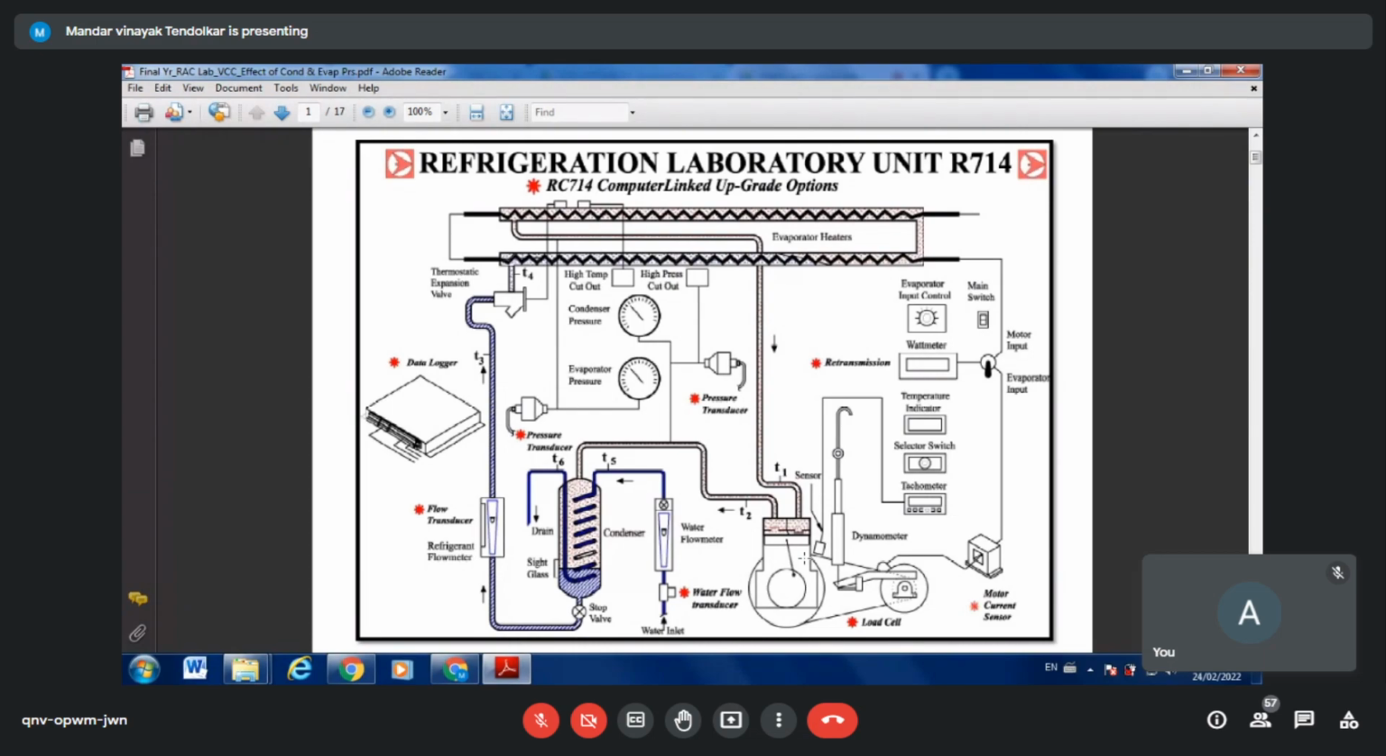Focus on process 4 to 1. Sir, process 4 to 1 will be for the throttling one, no? That is 3 to 4. Sorry, 4 to 1 is the evaporator. So 4 to 1 is constant pressure, constant temperature, since it is inside the dome. Now I am changing the heat content, the heat input.